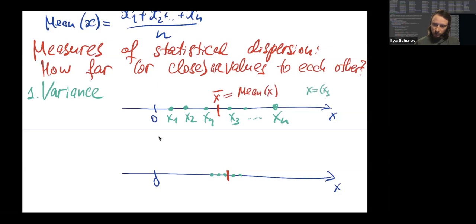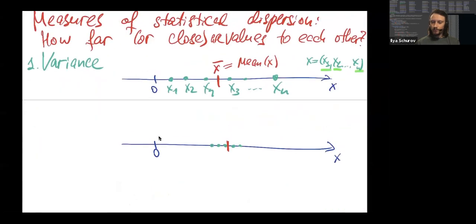Here x is just a short notation for the collection of all values that we have on this picture. So we have x bar here and we have x bar here. So now I want to measure how far my values are from each other. But let us simplify our problem a little bit. Let us measure how far they are from this mean, because we know that mean is a kind of value that represents, in a sense, a typical element in our sample. It does not have to be an element of my sample, but it provides information about how a typical element looks like.